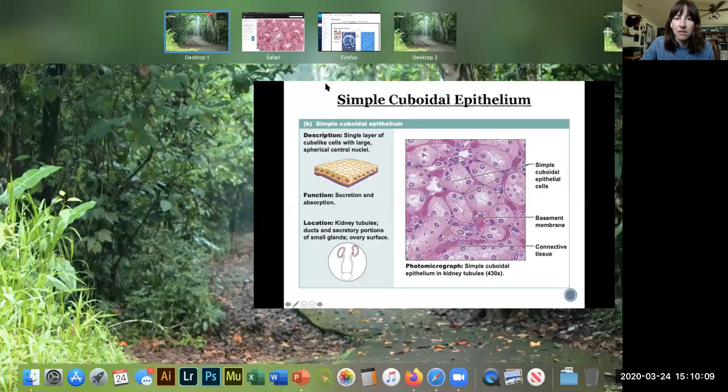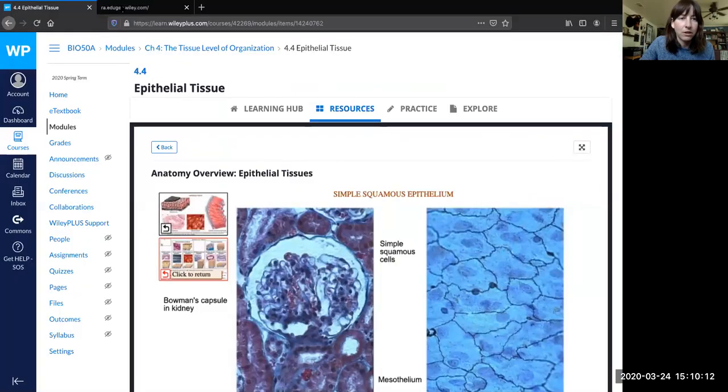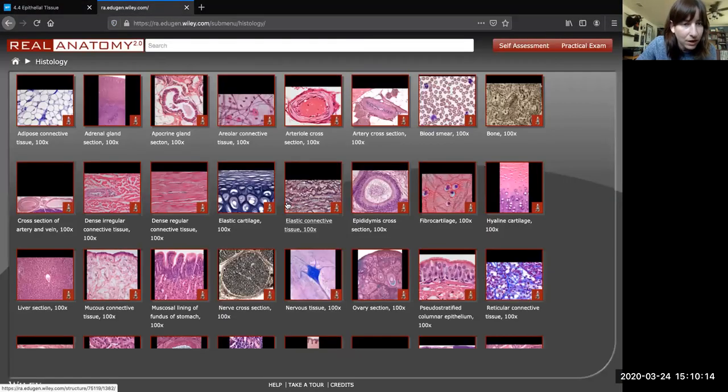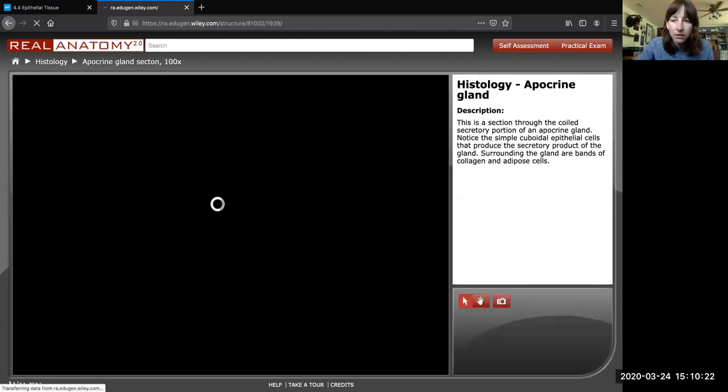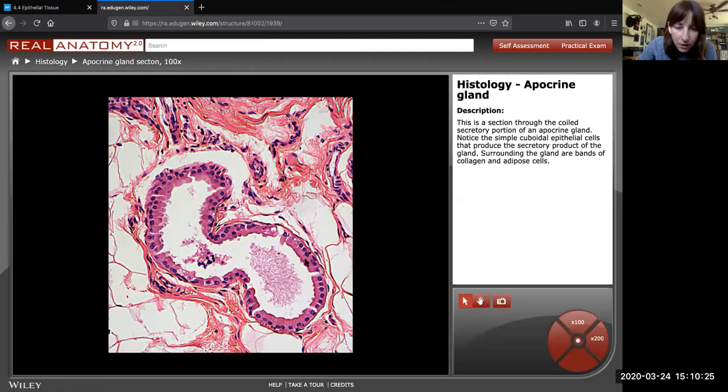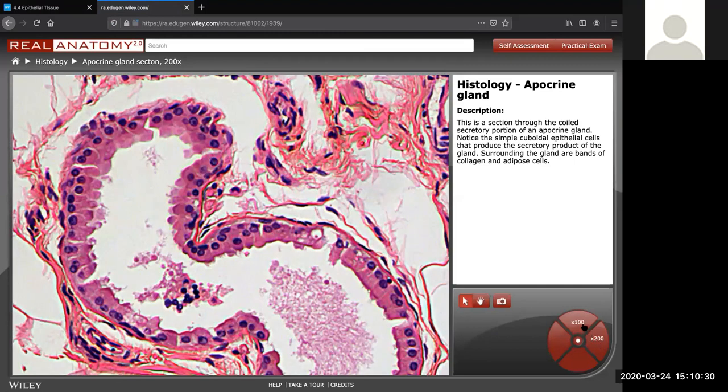Let's see if we can find an example of simple cuboidal over here, actually. Oh, here we go. How about a gland? This is also found in glands. You have to know the apocrine gland? We'll talk about them more when we talk about the integument. As for right now, I'd say simple cuboidal epithelium: glands. Keep it general. Glands.